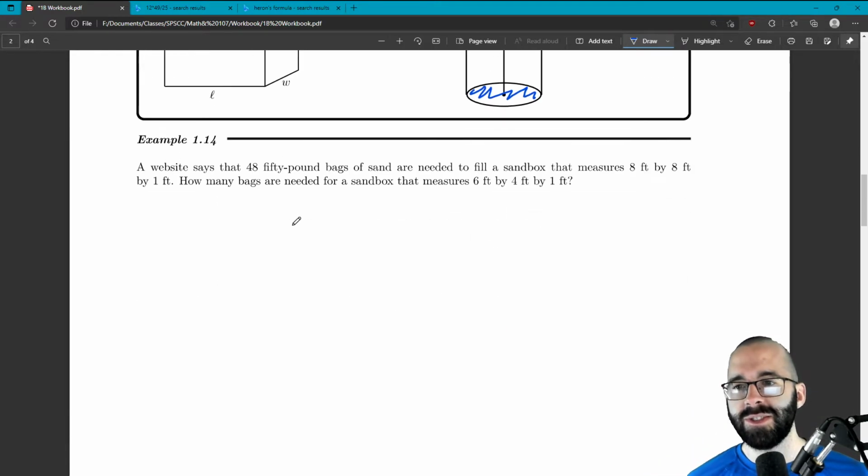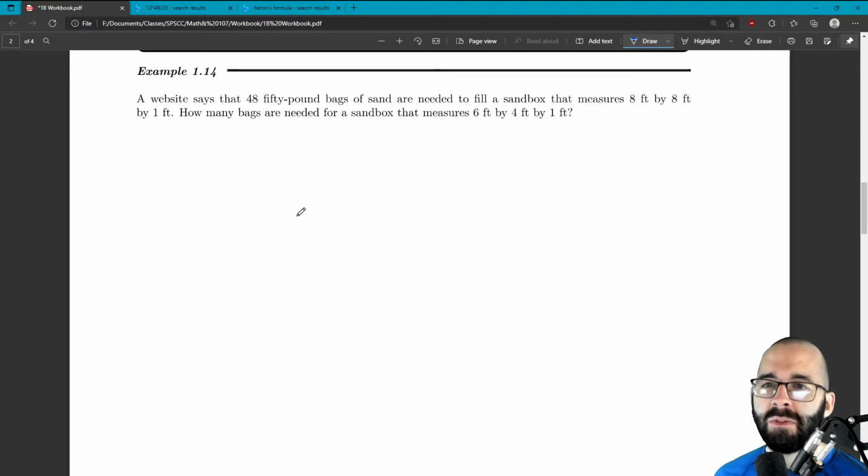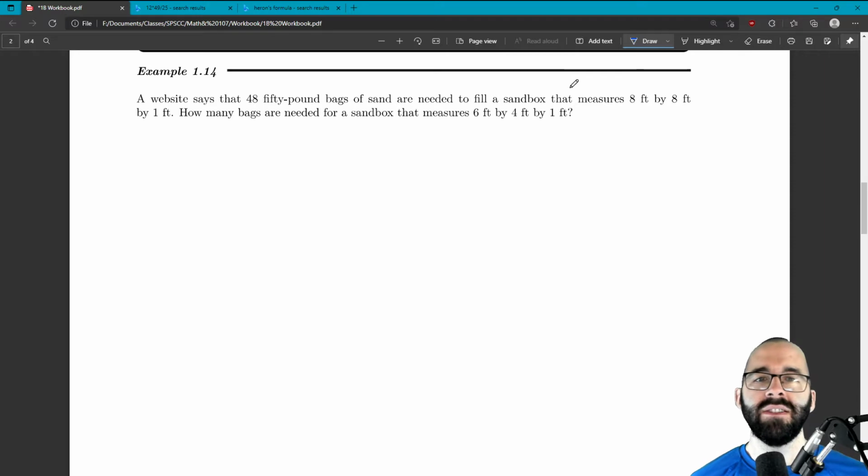Okay, so let's do the next example. We got a website and it's saying that 50, all right, that's too many numbers. There are 50 pound bags of sand, and we need 48 of them to fill a sandbox. And these are the dimensions of the sandbox. 8 by 8, so a square sandbox, that's 1 foot deep. How many bags are needed for a sandbox that measures this measurement?